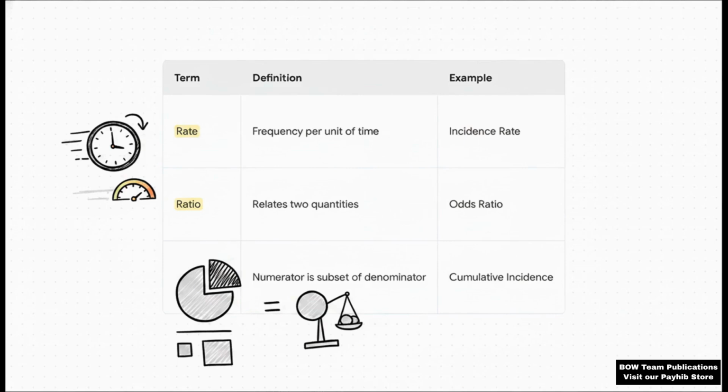Next, a proportion. This is just a fraction where the top number is included in the bottom number, like our attack rate. It's got to be somewhere between 0 and 1. And finally, a ratio. This just compares 2 totally different quantities. The top number isn't part of the bottom one, like when we calculate an odds ratio comparing 2 different groups.